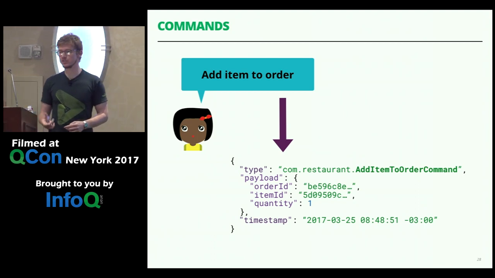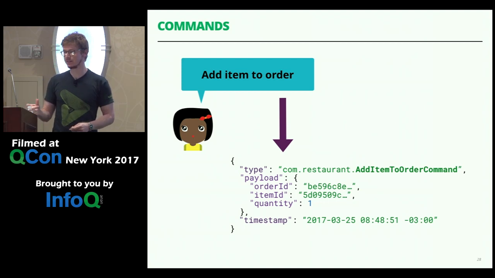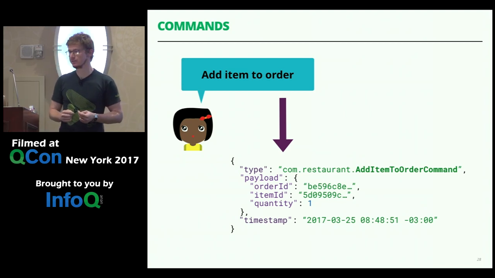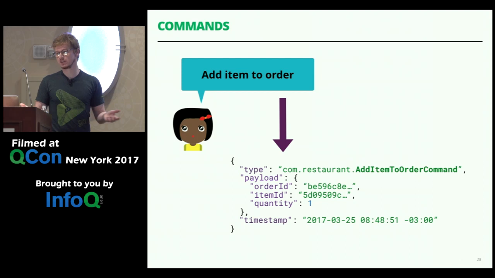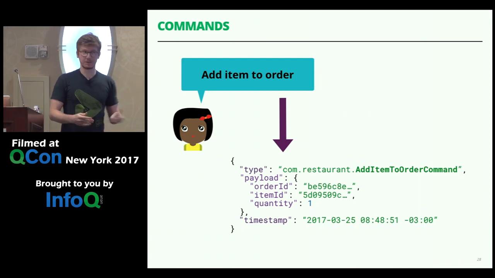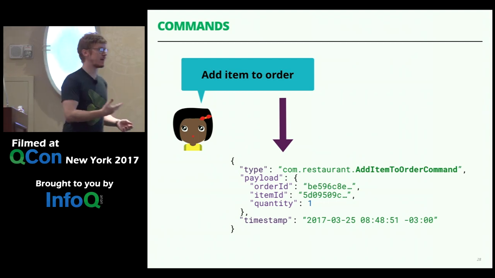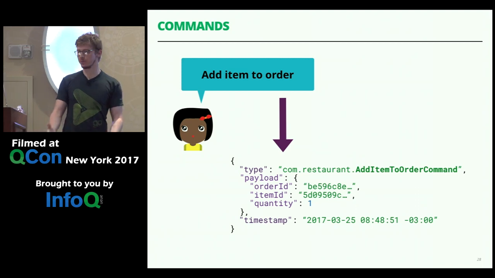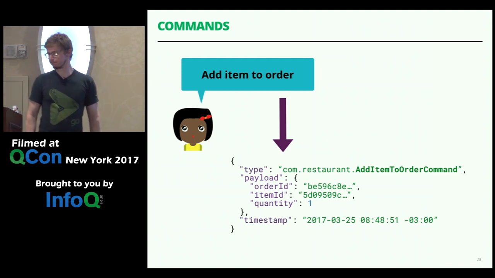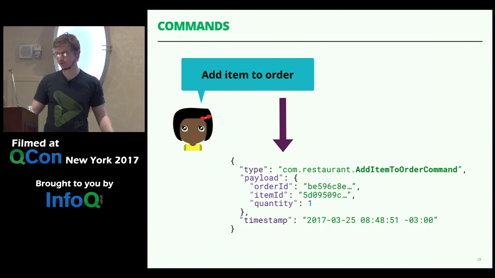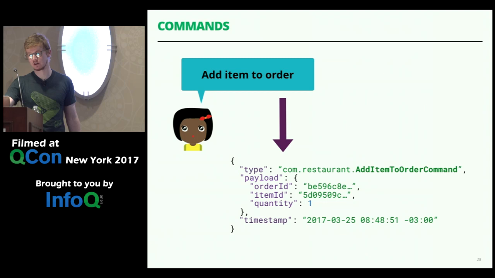The command has a type, which is the most important property in the command, and the type name usually translates to the user intent in the domain language. So if you read add item to order, you can easily translate that to the add item to order command. Like events, the commands also have metadata and a payload. The payload contains enough data for us to be able to perform this change. And it's also usually described in a declarative language. It doesn't contain any logic, shouldn't contain.